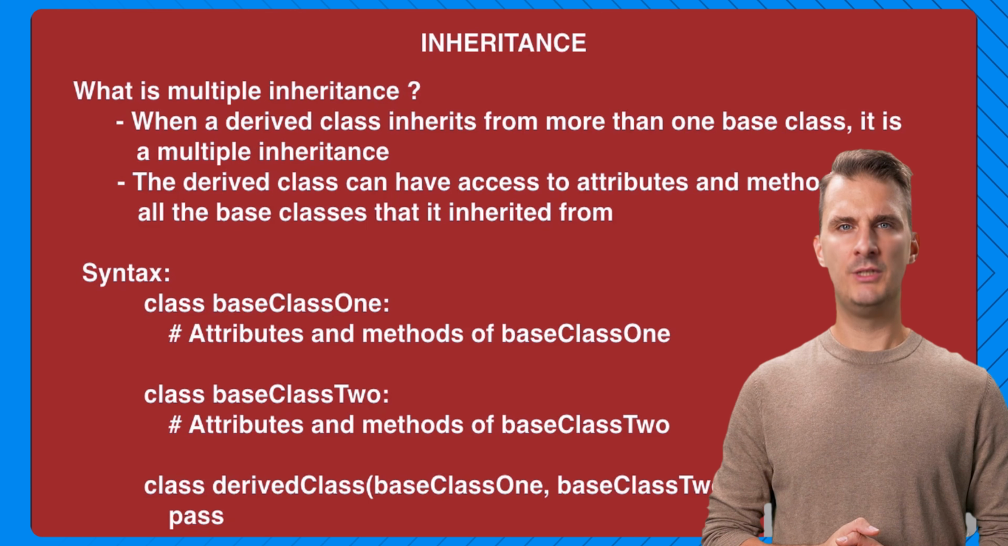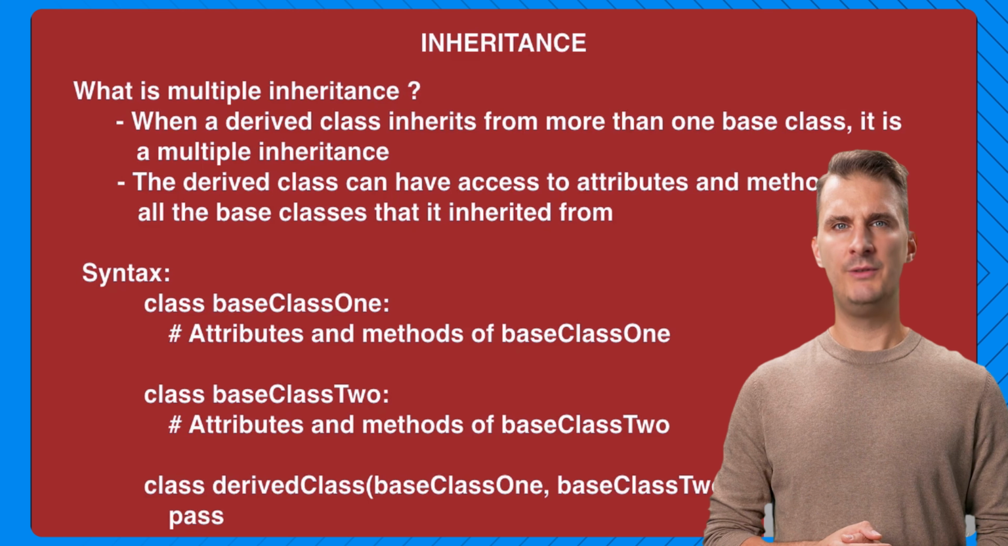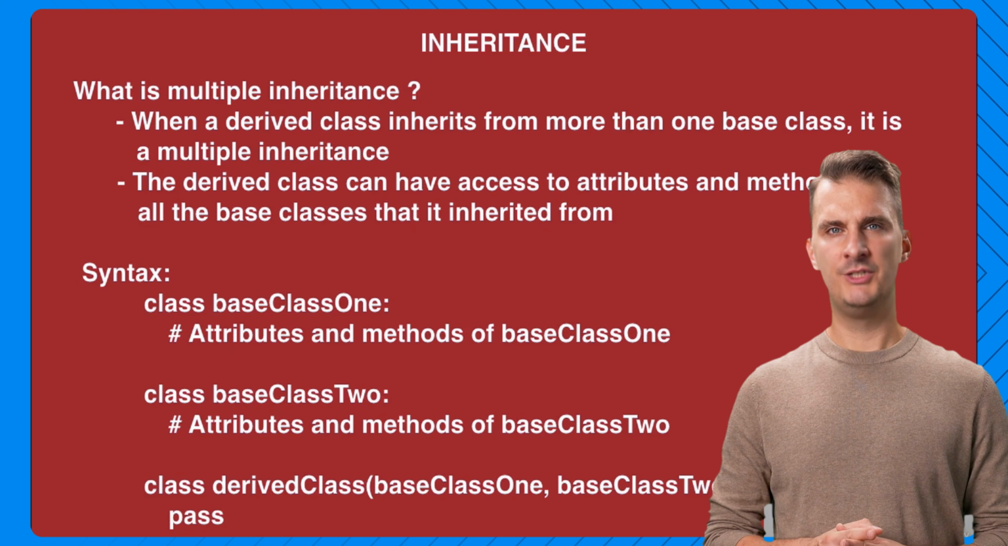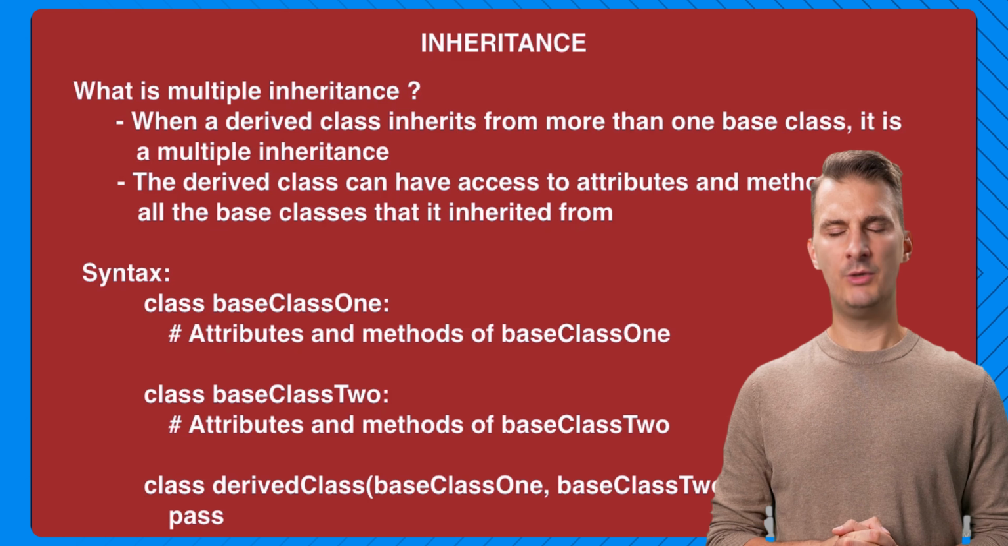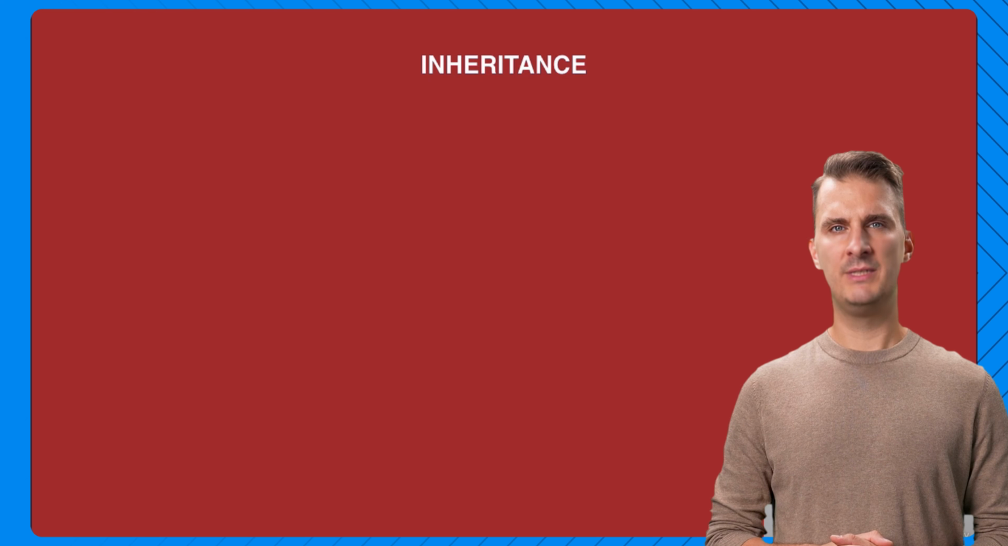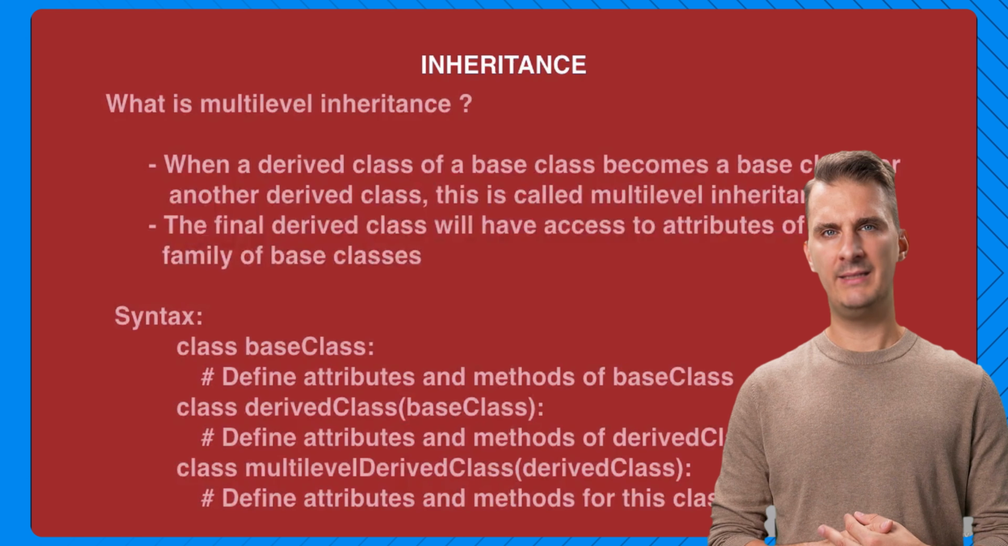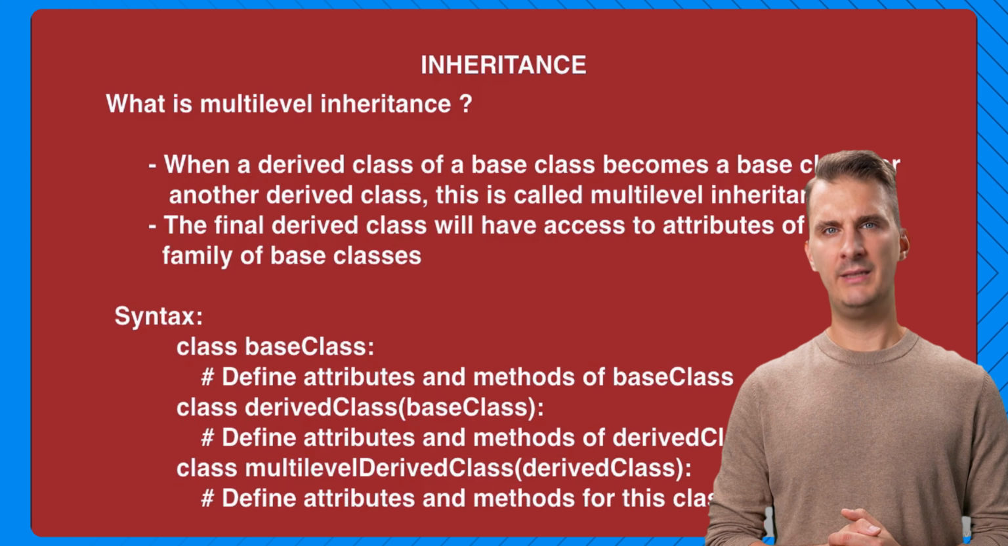This derived class will have access to the attributes and methods of all these base classes. The syntax to define multiple inheritance is to separate the base classes with a comma. And then you learned about multi-level inheritance. Now this is when a series of inheritance happens.